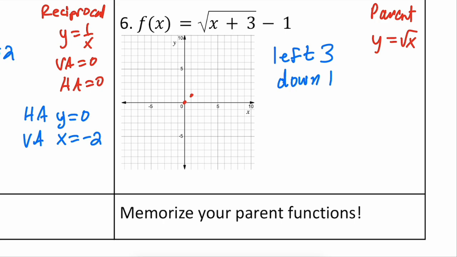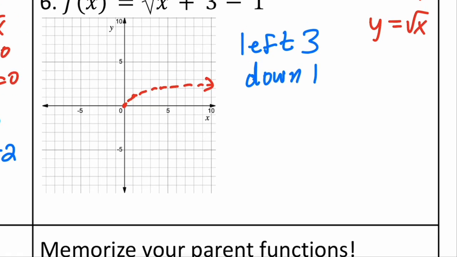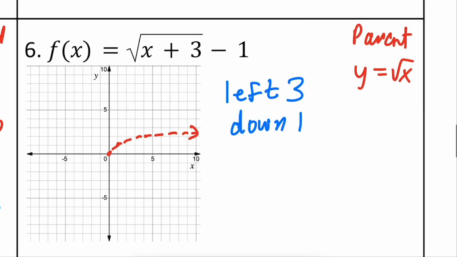0, 0, 1, 1, 4, 2. Pick up those important points. These ones right here. If you want more points, feel free. And just let's move them to the left 3 and down 1. So the left 3, down 1. Left 3, down 1. Left 3, down 1. Make your swoop to the right.